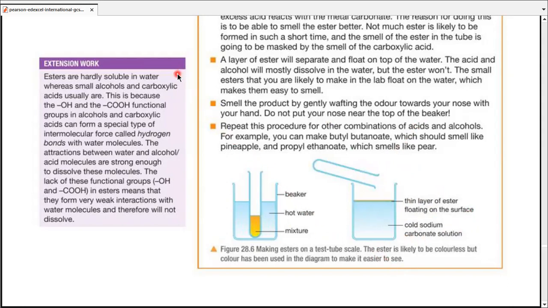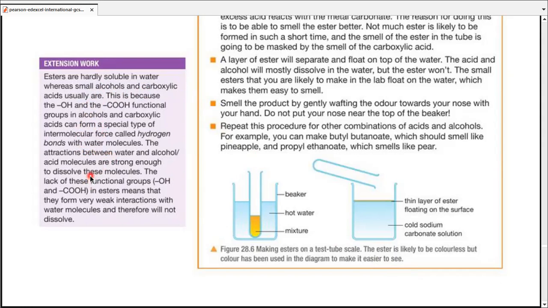Some extension work. Esters are hardly soluble in water, whereas small alcohols and carboxylic acids usually easily dissolve in water. Carboxylic acids a little less because they are partially soluble. Why? Because they are weak acids. If they were strong acids, they would easily dissolve. This is because the OH and COOH functional groups in alcohols and carboxylic acids can form a special type of intermolecular force called hydrogen bonding with water molecules.